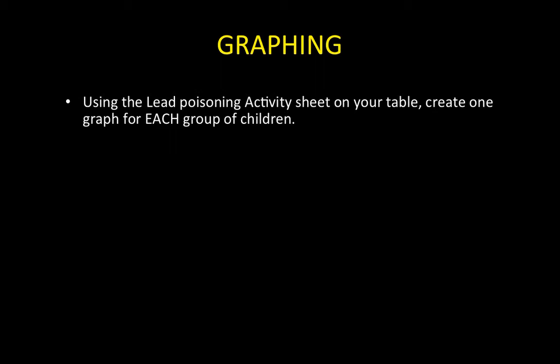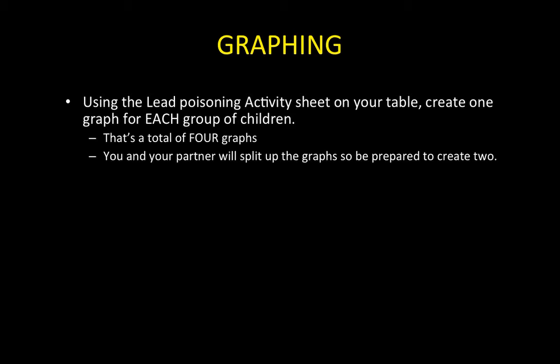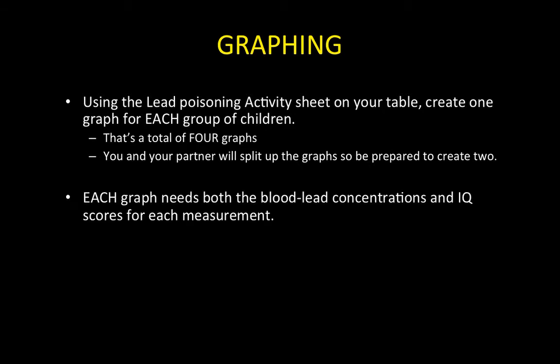Once you've created your hypothesis, you and your partner are going to need to do some graphing. Using the lead poisoning activity sheet, which is already on your table in the buckets, along with graph paper, rulers, and colored pencils, you are going to create one graph for each group of children. That's a total of 4 graphs. You and your partner will split up the graphs, so be prepared to create 2 graphs. Again, you're creating 4 graphs, one for each grouping of children.